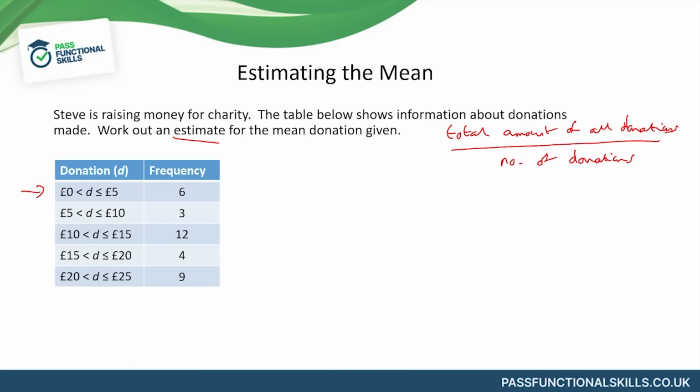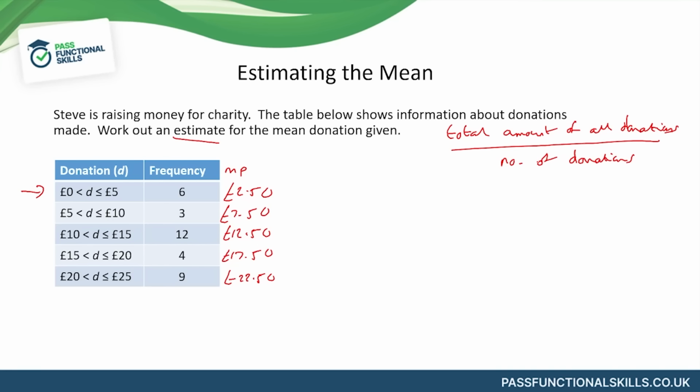So 6 people gave somewhere between £0 and £5. Well, our best guess is that 6 people donated £2.50 each. So we're going to create a column called midpoint. So what we need to do is work out the midpoint. And this is one big assumption, this is our best guess, that 6 people donated £2.50. So what's halfway between £5 and £10? That's £7.50. What's halfway between 10 and 15? That's £12.50. What's halfway between 15 and 20? That's £17.50. And halfway between 20 and 25 is £22.50.